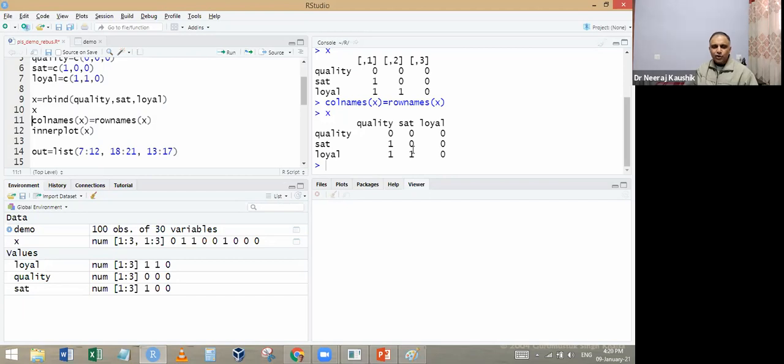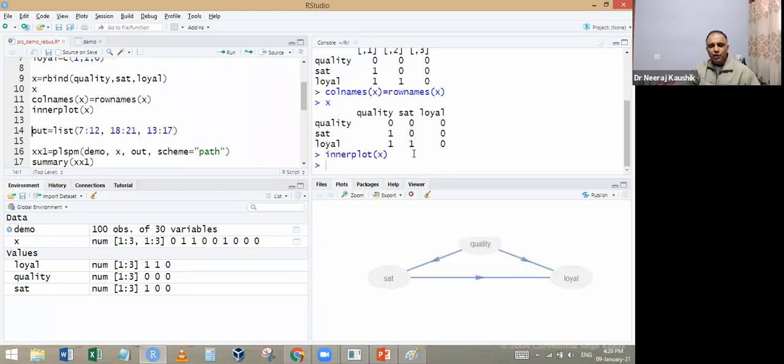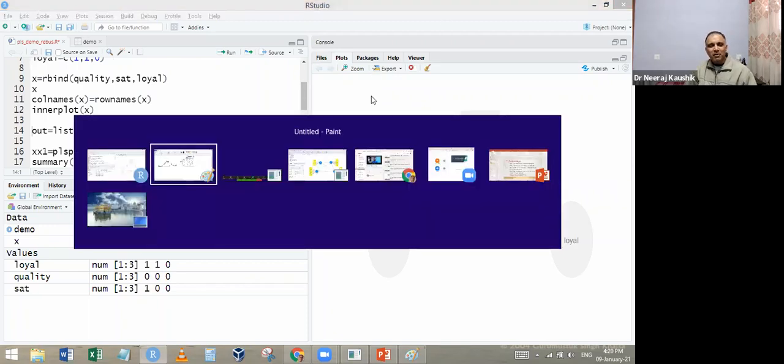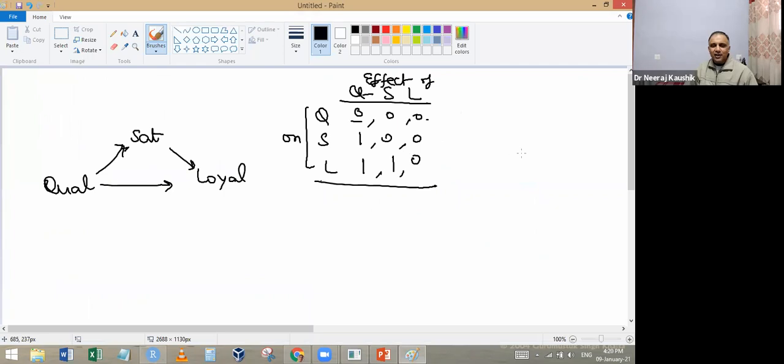But if you want, it can show you the graph also. See, this is the graphical part. Is this what you are looking for? So it says quality leads to satisfaction, quality leads to loyalty, satisfaction leads to loyalty, right? Those who remember Amos, you need to get these boxes and drag the values into the boxes. No such thing here.